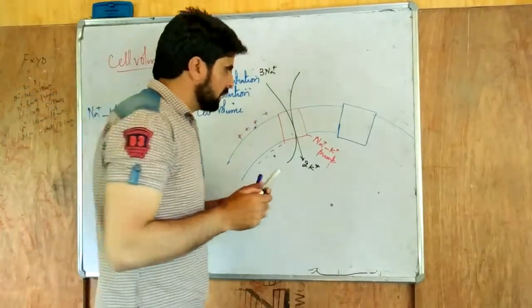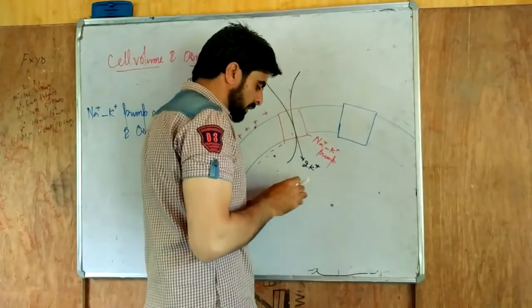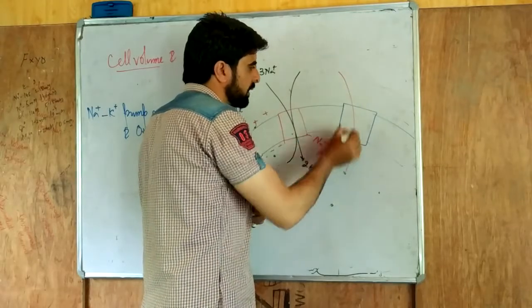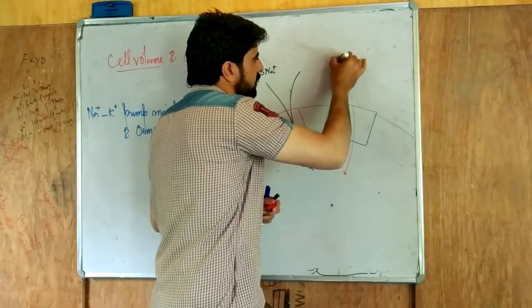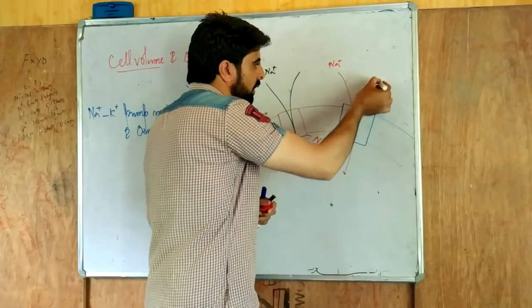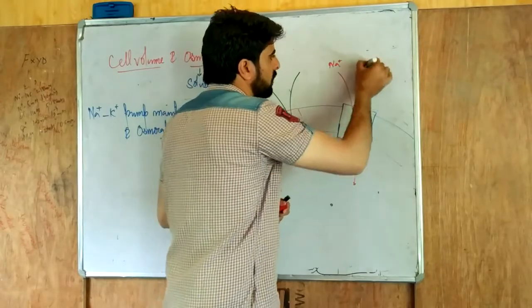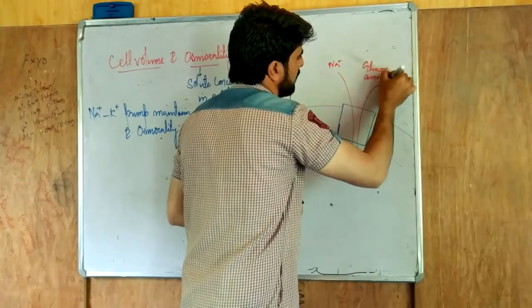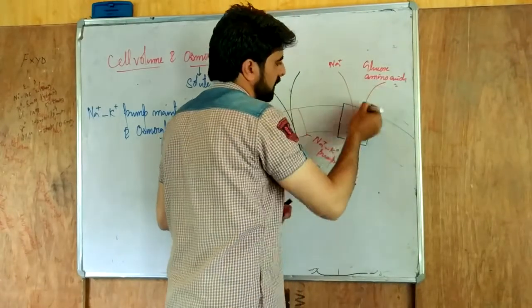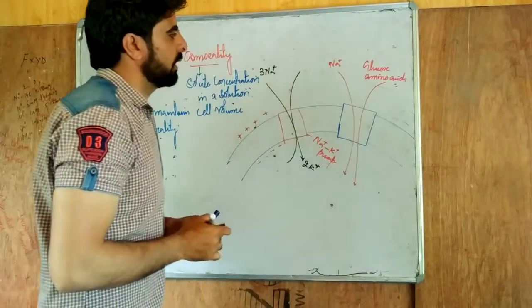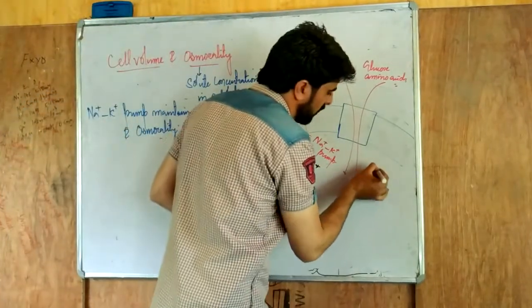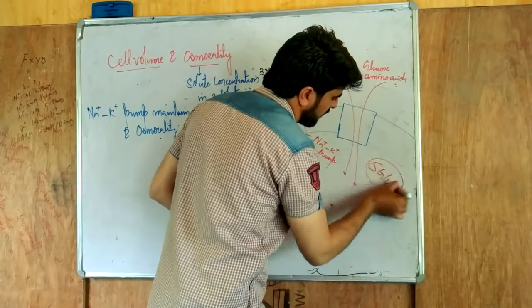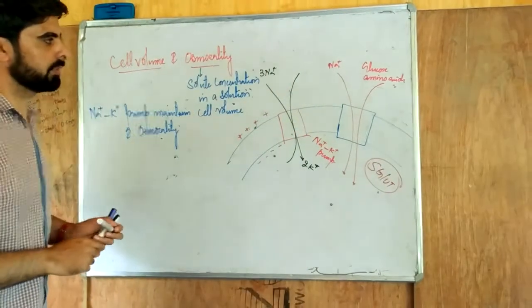Then, when the sodium concentration increases in the external environment, what happens? The sodium moves in along the concentration gradient, because sodium is very high outside, and it may take glucose or it may take amino acids along. You can call this transport SGLT, which you have studied. If it is a glucose transporter, you can call it the sodium dependent glucose transporter, SGLT, which we discussed in our previous lecture.